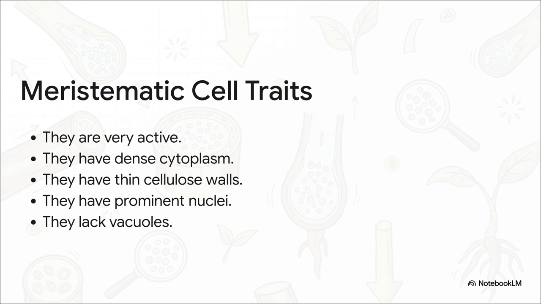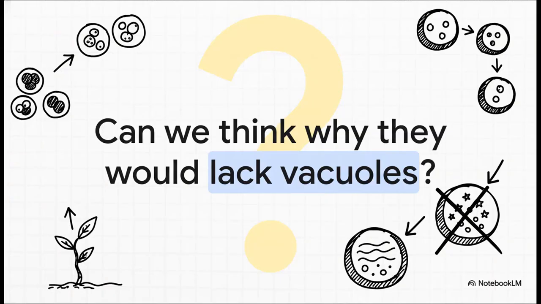But here's something curious. They're missing something most other plant cells have. They lack vacuoles. Let's just pause and think about that. Why would these cells lack vacuoles? Well, what's the main job of vacuoles? It's to store things, like food and water, and to give the cell support. But meristematic cells, they have only one job, to divide. They aren't storing anything. They are just busy creating new cells. So they just don't need those large storage sacks.